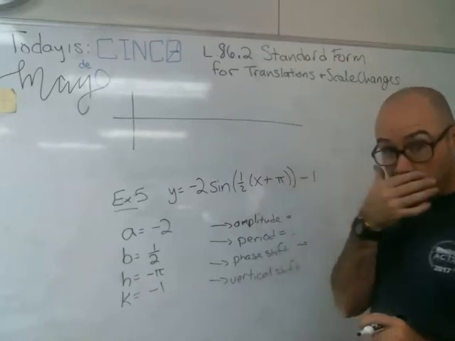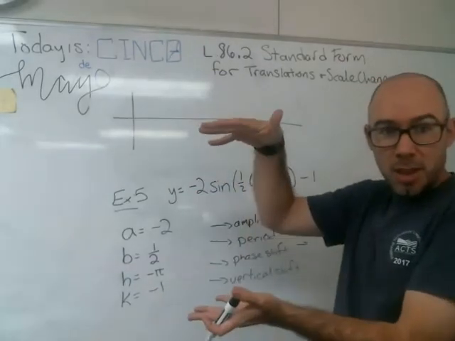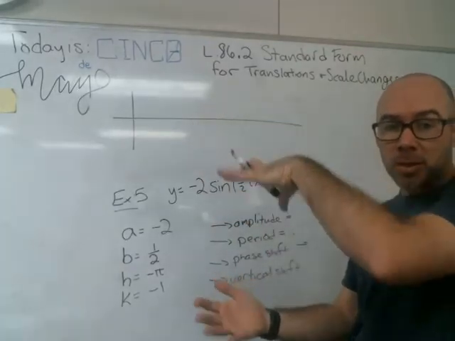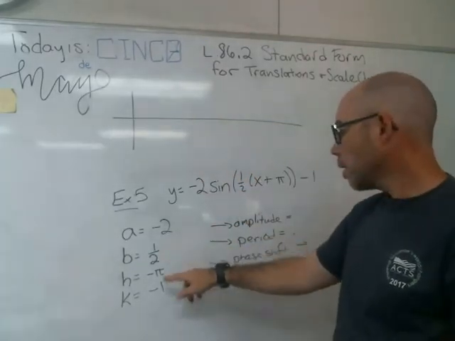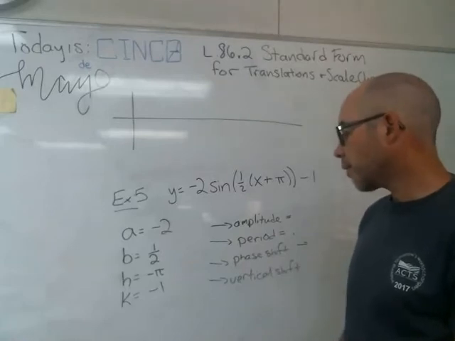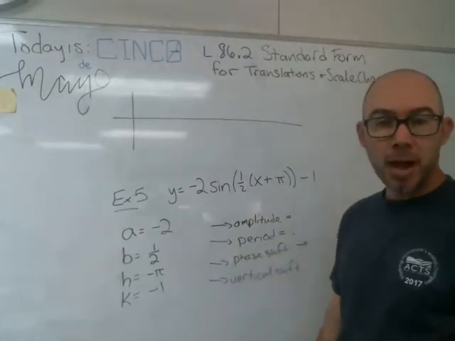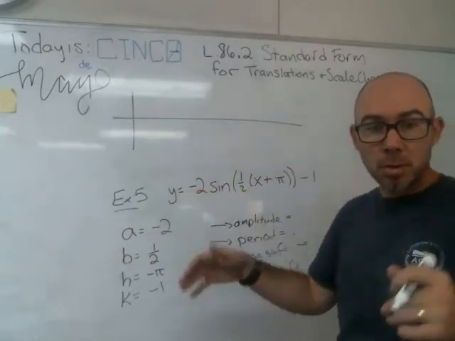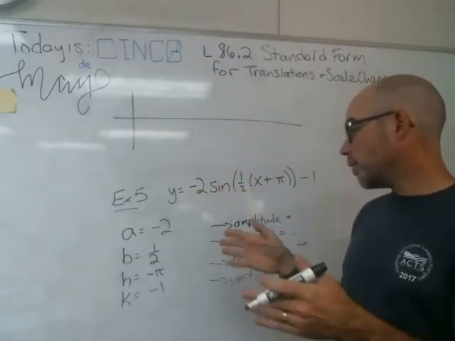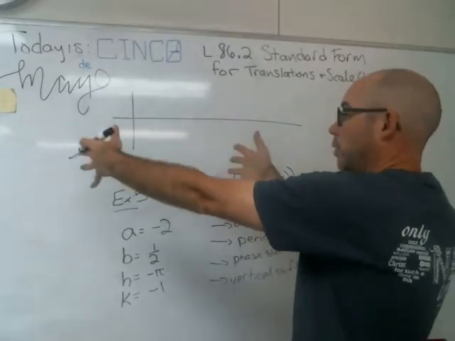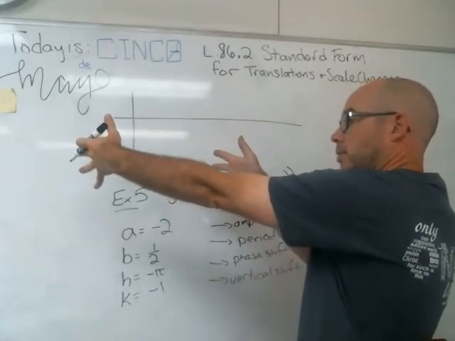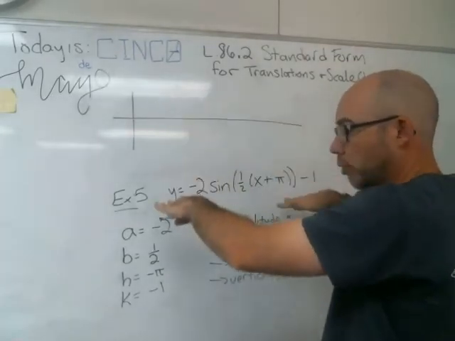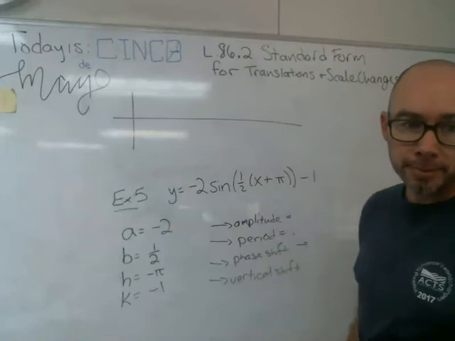So what have we done to it? Well, we've stretched it vertically by a factor of 2, and then negative means we flipped the picture upside down. For B, we're going to have a frequency of half a wavelength in 2 pi radians, so we've stretched it out. Phase shift, we've taken the whole picture and moved it pi radians to the left. And then vertical shift, we've taken the whole picture and dropped it down 1.